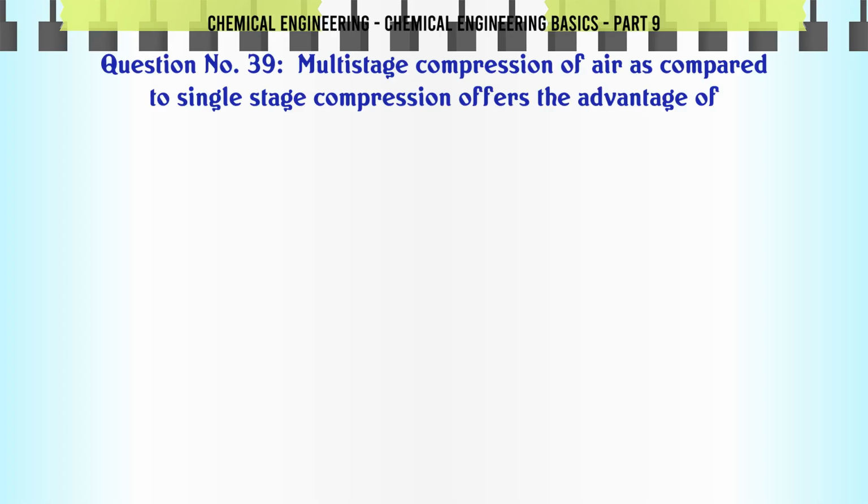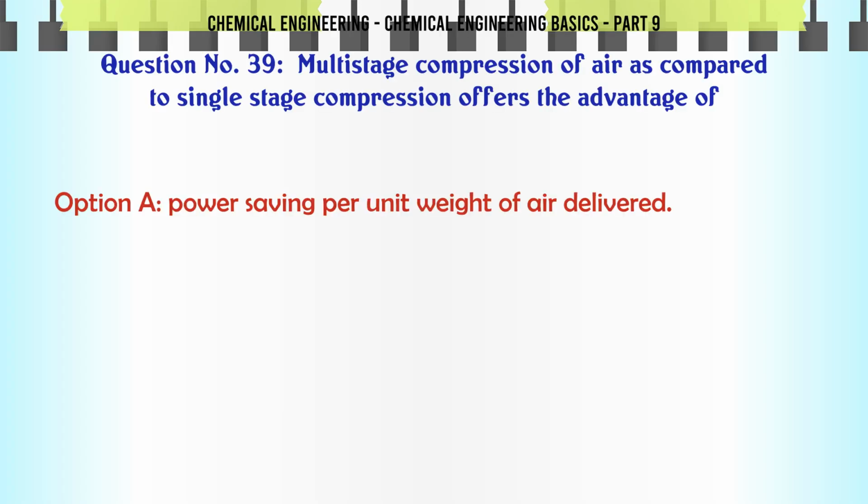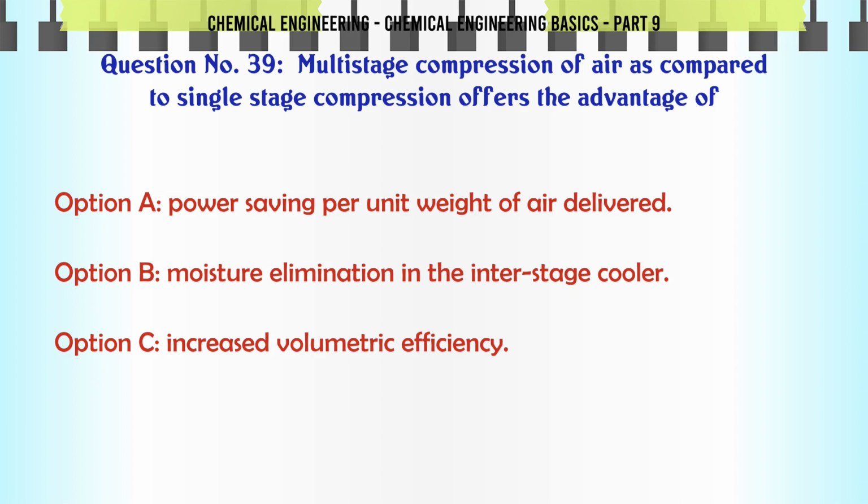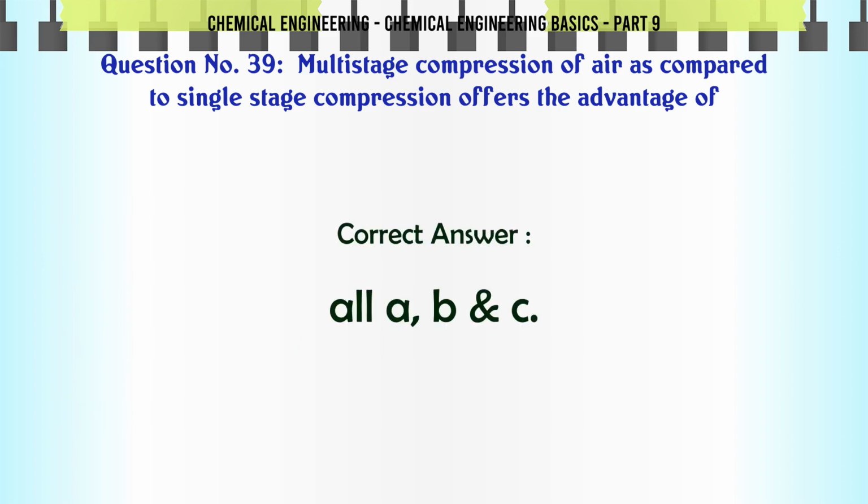Multistage compression of air as compared to single-stage compression offers the advantage of: A. power saving per unit weight of air delivered, B. moisture elimination in the interstage cooler, C. increased volumetric efficiency, D. all ABC. The correct answer is all ABC.